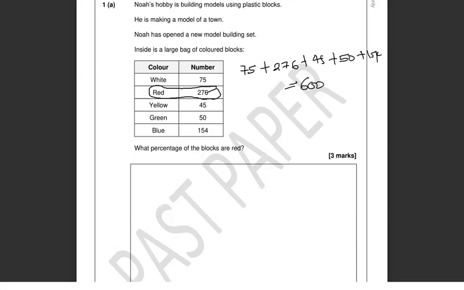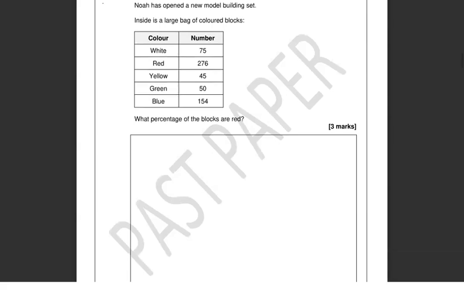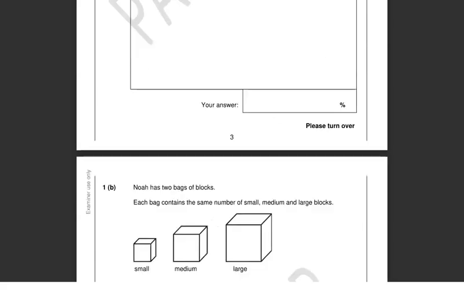So you now do 276 over 600 times 100. It's going to give you 46%. That's 3 marks done. So you put the answer exactly where it should be, 46%.